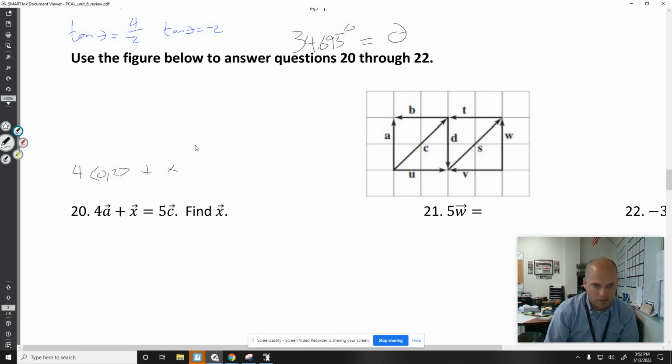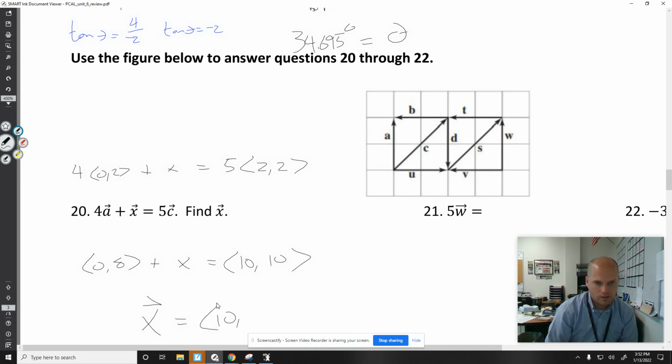Well, C's components are over to the right 2, up 2. So I don't care that it's like this, there's no like origin, right? It doesn't matter where vectors are located. It's all about their x and y components. So this gives me 0, 8 plus some vector gives me 10, 10. So 0 needs to become 10, 8 becomes 10. You could kind of figure out subtract or do whatever you want. X's vector must be 10, 2.